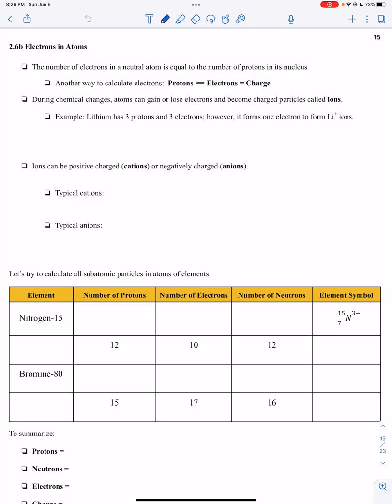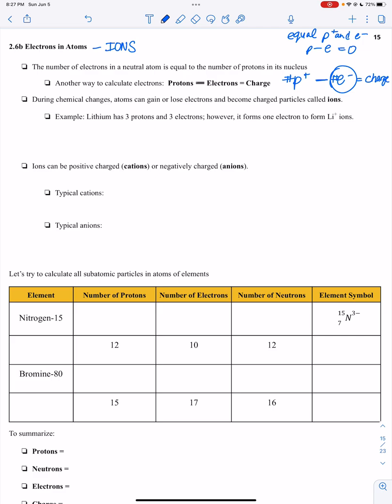We're going to talk about electrons in atoms now, basically getting ions, which are charged particles. So the number of electrons in a neutral atom is equal to the number of protons, typically. Another way to calculate electrons is protons minus the number of electrons is equal to the charge. Right? So if protons and electrons were equal, protons minus electrons would equal 0. If they were not equal, meaning I'm changing the number of electrons, the charge is going to change from 0 to positive or negative.